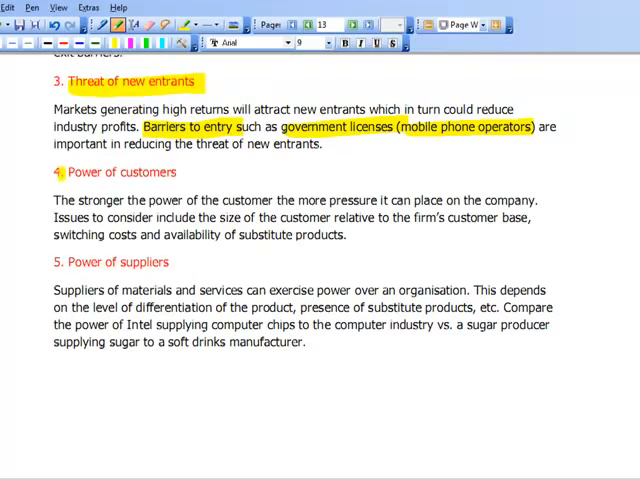The next one, if we look at power of customers. The stronger the power of the customer, the more pressure it can place on the company. This kind of makes sense, doesn't it? Issues to consider include the size of the customer relative to the firm's customer base, switching costs, and availability of substitute products. So what we're saying is, if there is, say, one major customer, that customer is going to have a strong position. That customer will have a strong force.